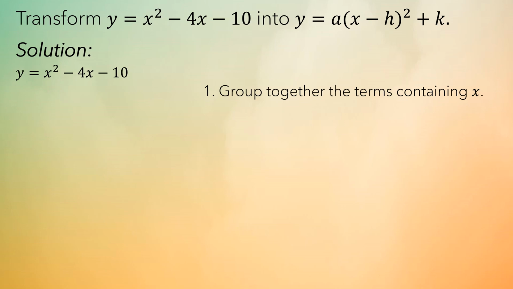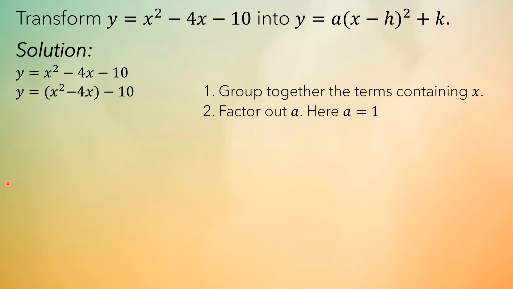So as you can see, the terms that have the variable x are the x squared, which is 1, and this negative 4x. So, i-group lang natin sila by writing the open and close parentheses, and then hindi kabilang sa loob ng parentheses ang constant na negative 10 dahil wala siyang variable na x.